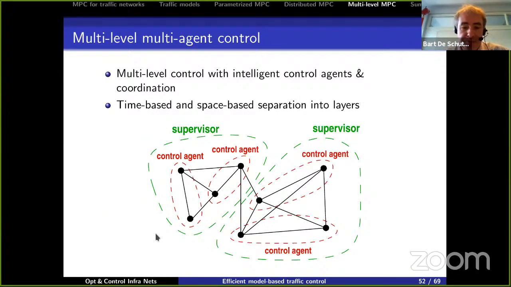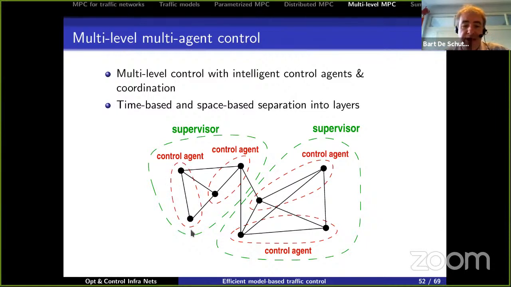How does this work? So the idea is that just as in the conventional setting of distributed control, we still have divided our network in subnetworks. And for every subnetwork, we have a local control agent. But we will also consider a grouping of control agents, and several control agents will then be managed by a supervisor. So that's indicated here. So we get multiple levels of control with local control agents at the bottom level and then higher level agents at the higher levels, and also separation in time and space.